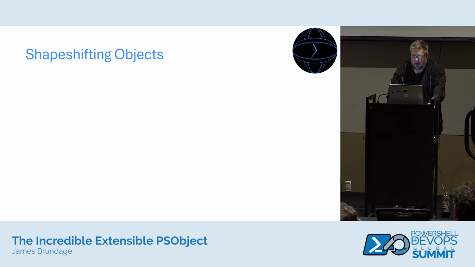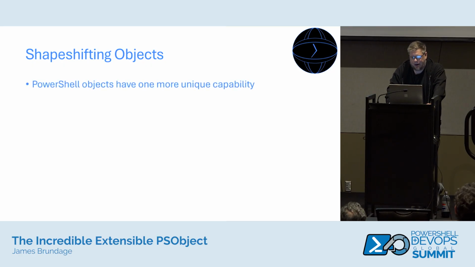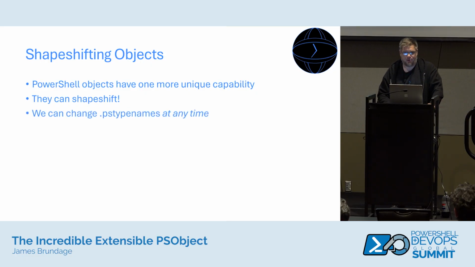Now let's talk about shape-shifting objects. I really should have added a weirdness warning to this talk. PowerShell objects have one more unique capability, and I do mean unique. This is not something I am aware any other language can replicate. They can shapeshift. We've already seen a bit of this because we've been changing our PS type names, which basically tells PowerShell you are this other shape of object now.